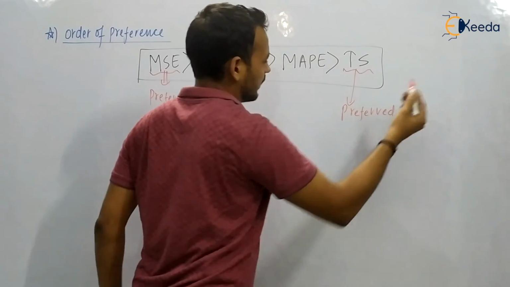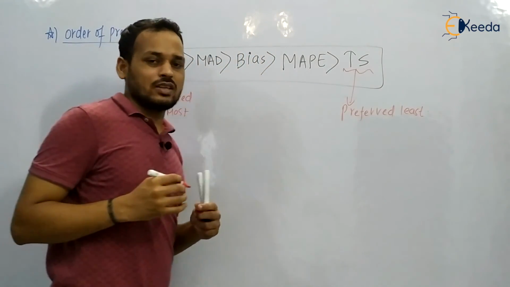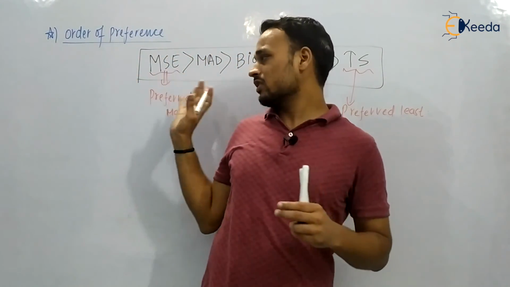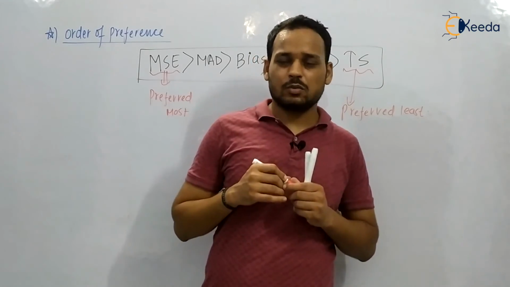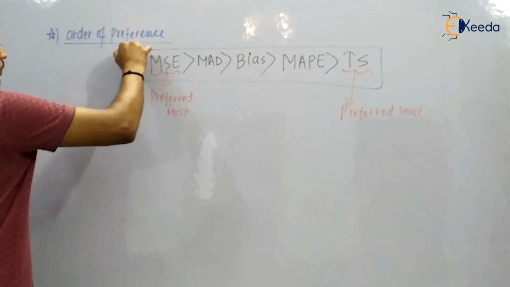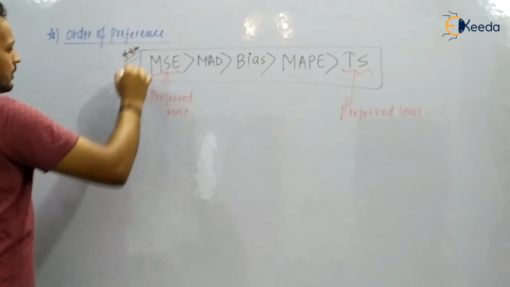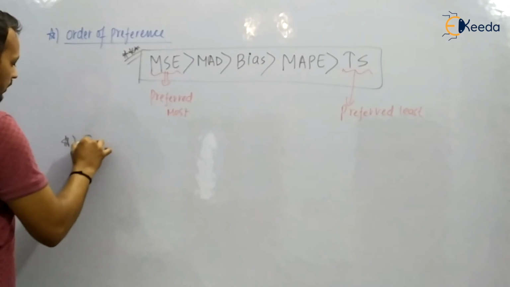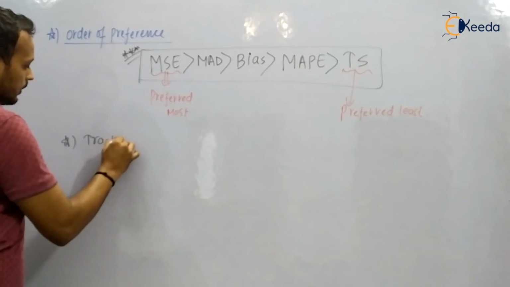It may be one of the objective questions of ESC. ESC objective examination, these things won't be asked in GATE examination. But you must remember that the order of preference is like this. And for tracking signal, it is preferred least.